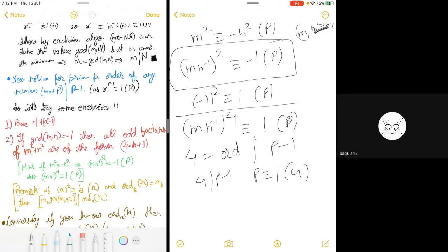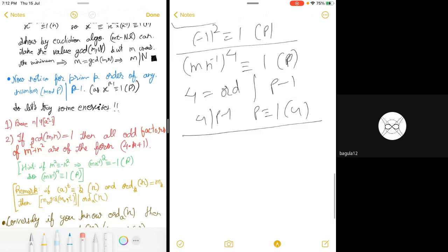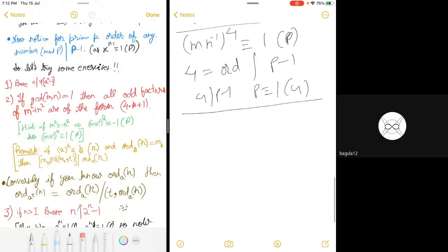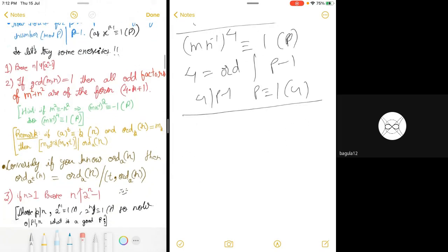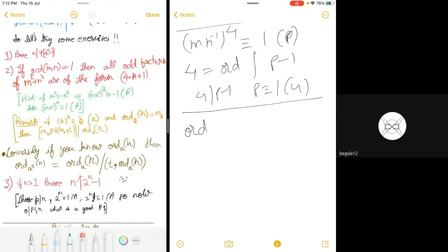Yeah, pretty clear. But so we get four is the order. So how does that imply that the order divides p minus 1? Okay, so Fermat's little theorem. Yes. Okay, so here we can say 4 is the order. So here is a general thing which can be used in these arguments. Suppose we know that the order of a to the n is some number m. So can you calculate the order of a to the t?